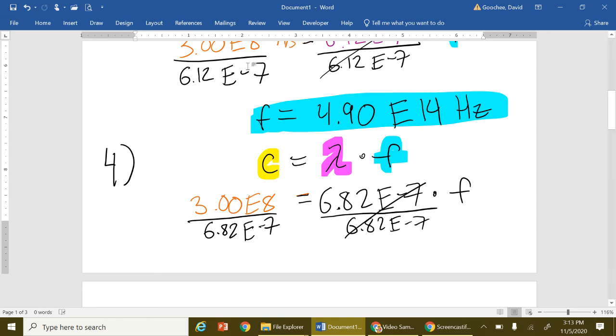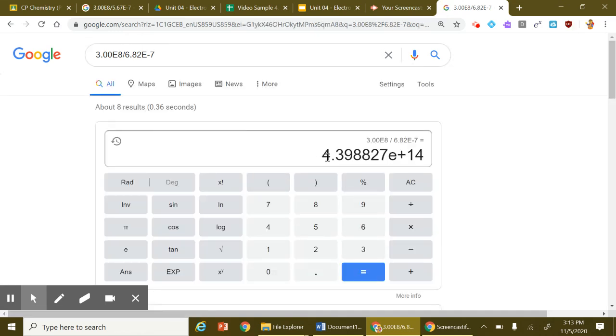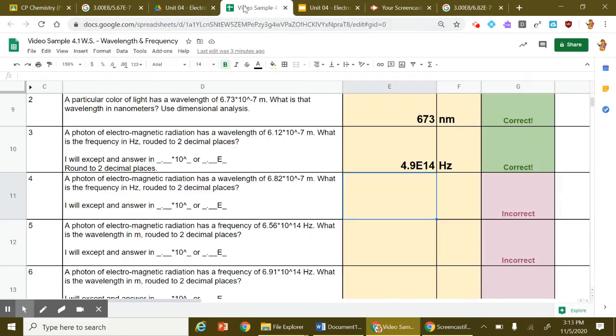So the frequency is going to equal 3 times 10 to the 8th divided by 6.82 times 10 to the negative 7. Let me go back to my thing here. So 3.00 times 10 to the 8th divided by 6.82 times 10 to the negative 7. And I get 4.40 times 10 to the 14th. All right, so here we go. So this is going to be 4.40 times 10 to the 14th. That is correct, all right, and it's in hertz.